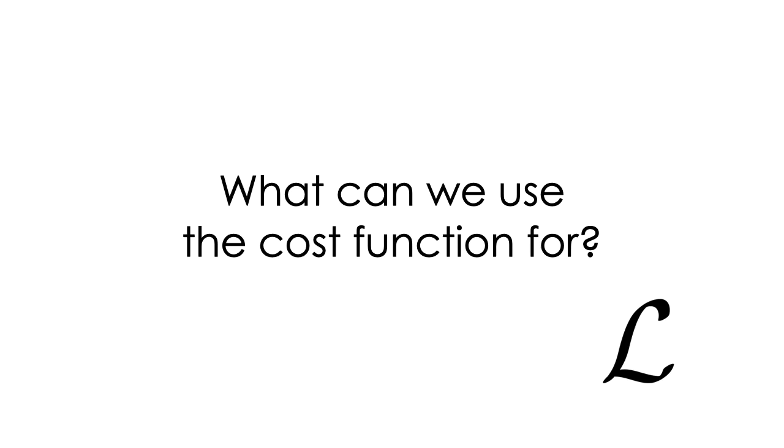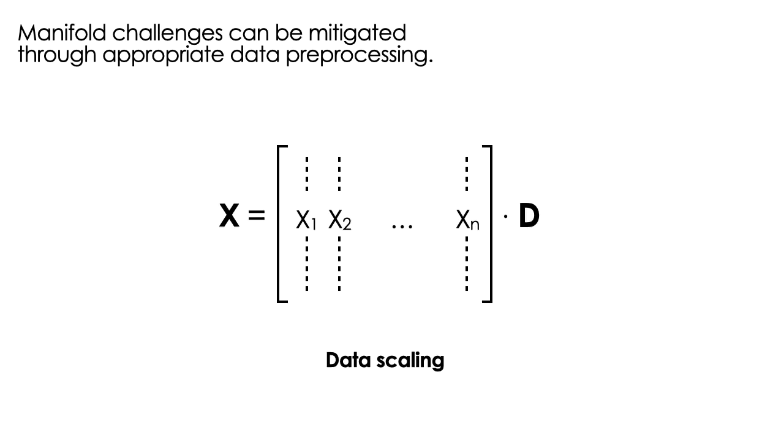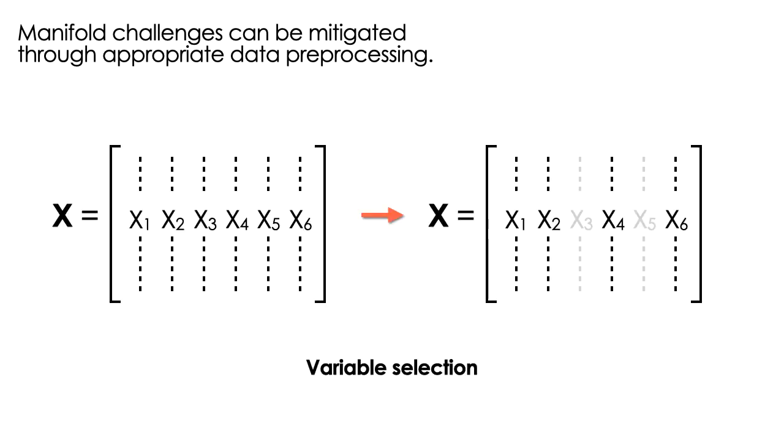So what can we use our cost function for? Well, often the different challenges with low-dimensional manifolds have been mitigated in the literature through appropriate data preprocessing. The most straightforward way of data preprocessing is data scaling. So we basically multiply every state variable by some scaling factor. The second approach would be variable selection. So we take our original matrix and we discard certain columns from that matrix and project that new subset instead of the full data set.